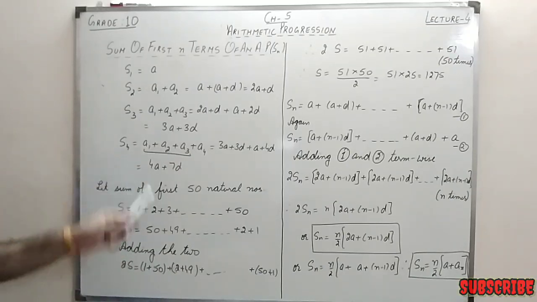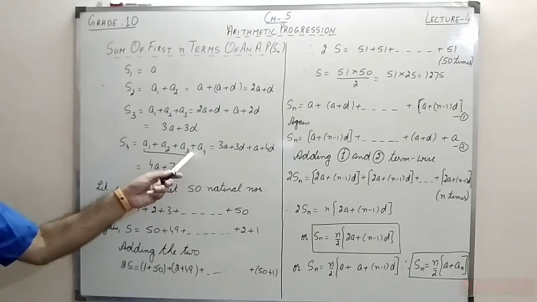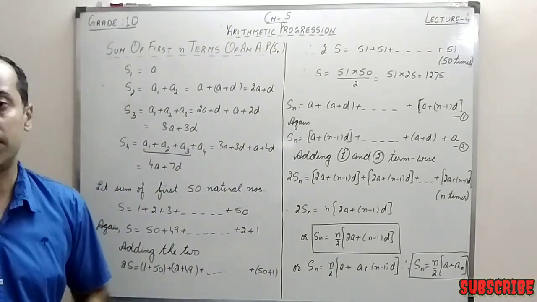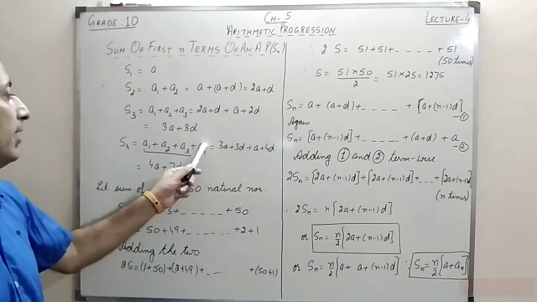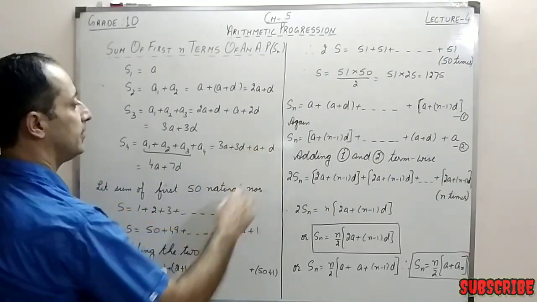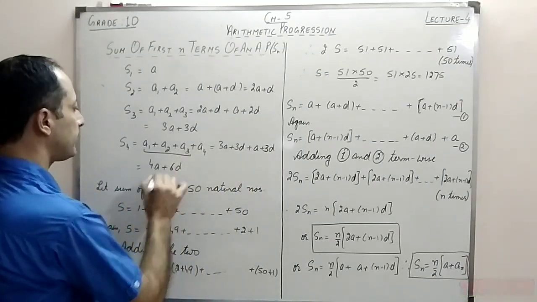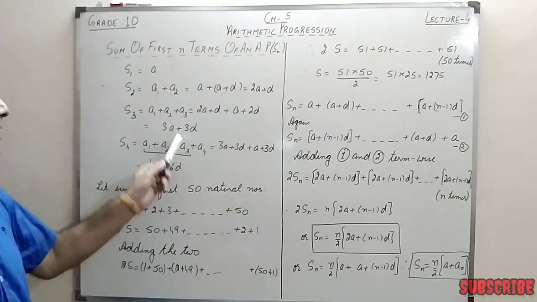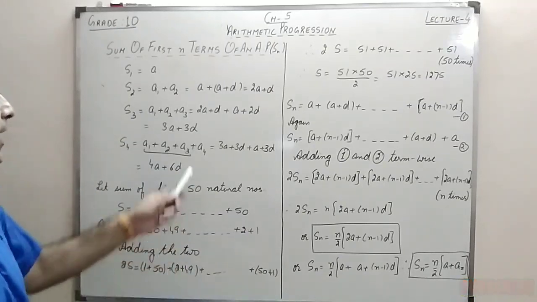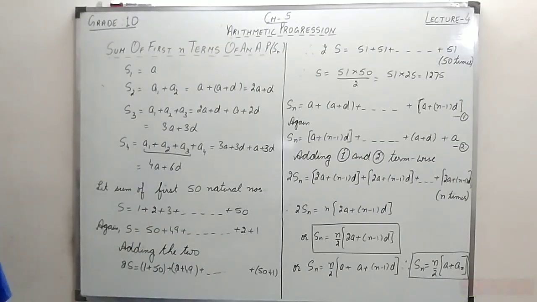If we continue to find the sum of four terms, S4 is equal to A1 plus A2 plus A3 plus A4. We have already found the sum of the first three terms, that is 3A plus 3D, and then I add the value of A4, which can be written as A plus 3D using the relation of the nth term. This gives me 4A plus 6D.